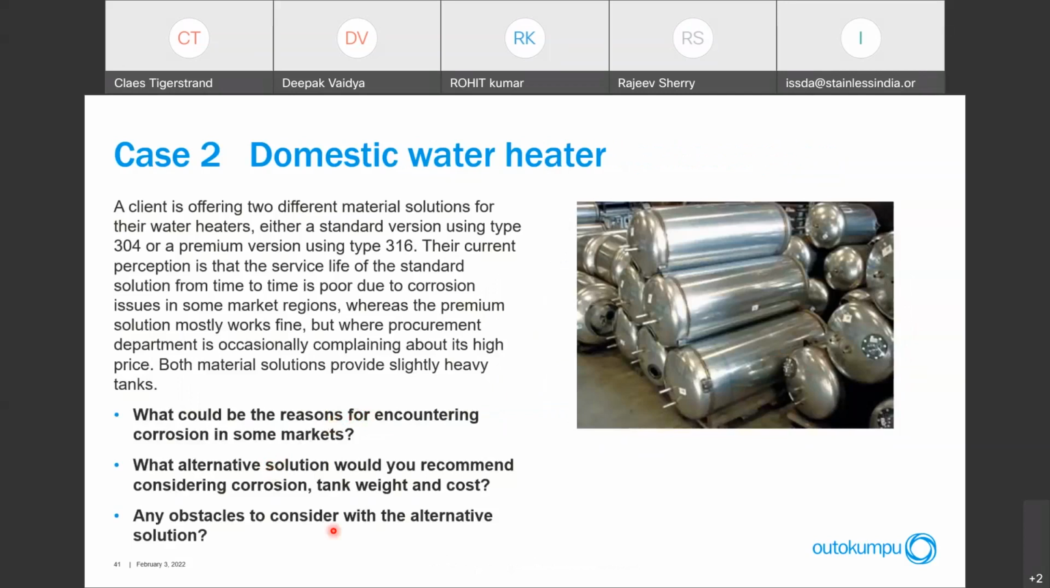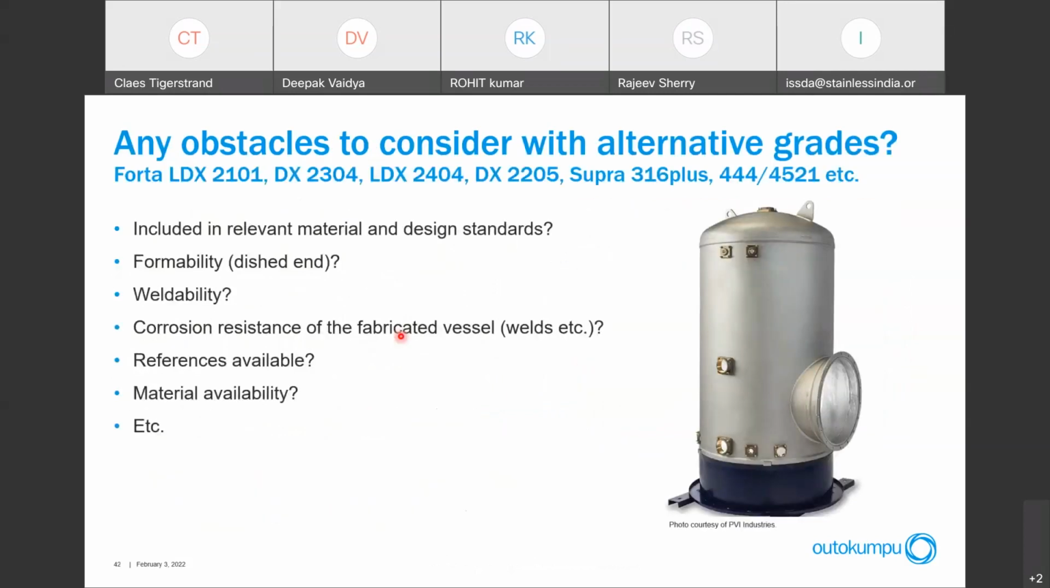So, any obstacles to consider with the alternative solution? Obviously, are they included in the relevant material and design standards, pressure vessel standards? That is something you need to consider. Formability of the dished ends: of course, austenitic grades have better formability than duplex or ferritic grades. That needs to be considered. Weldability: with very thin sections, you need to consider weldability and follow the welding recommendation there.